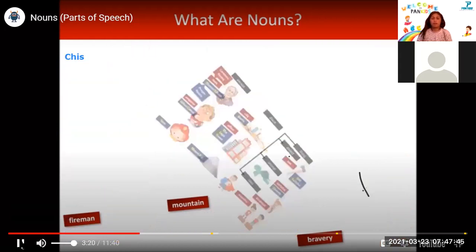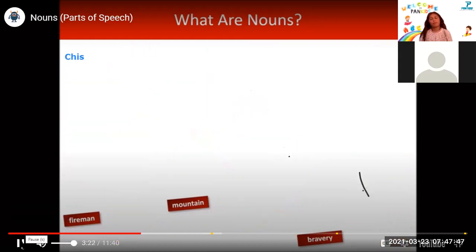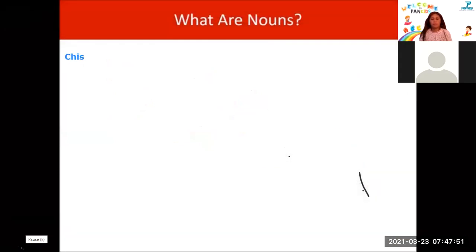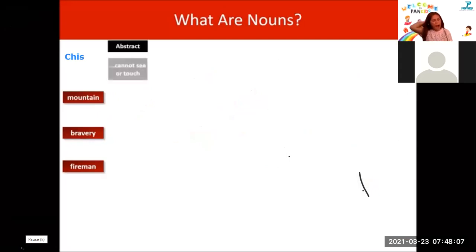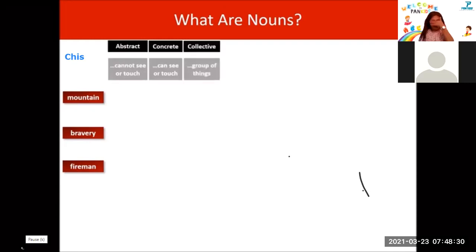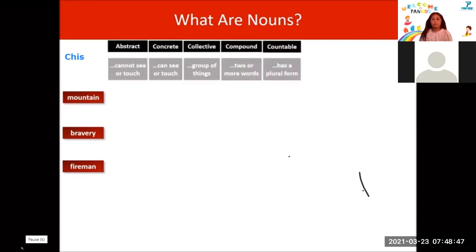I'm going to leave these three common nouns up because we're going to use those in a minute. There are other types of noun. A noun can be further classified depending on what it means or how it is structured. For example, an abstract noun is something you cannot see or touch. Remember, we had bravery, kindness, and equality. A concrete noun is the opposite: something you can see or touch or perceive with your five senses. Collective nouns represent groups of things. Compound nouns are about the structure of the word: if it's made up of two or more words, it's a compound noun. A countable noun is something you can count, in other words, something that has a plural form. A non-countable noun is the opposite.